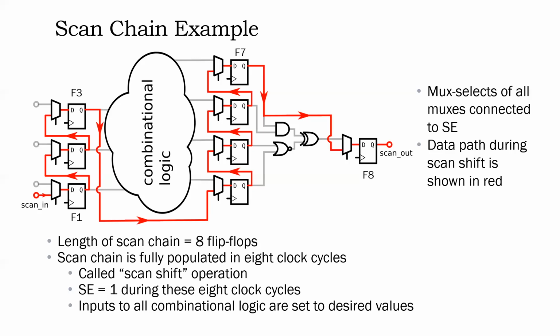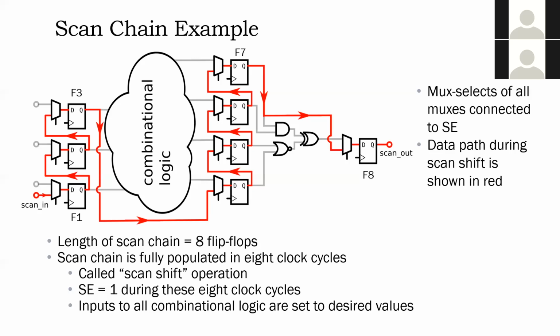I can feed a value at scan in, and that value will go through to F1. In the next clock cycle, that value in F1 will go to F2. In the next clock cycle, the value in F2 will go to F3, and so on. So by the time I have 8 clock cycles, this entire scan chain of 8 flip-flops will be fully populated with known values, and all those 8 values would have been fed in through that single scan-in input. So this enables me to put known values into every flip-flop in my circuit over multiple clock cycles. And once I'm able to do that, life becomes much easier to test the circuit.